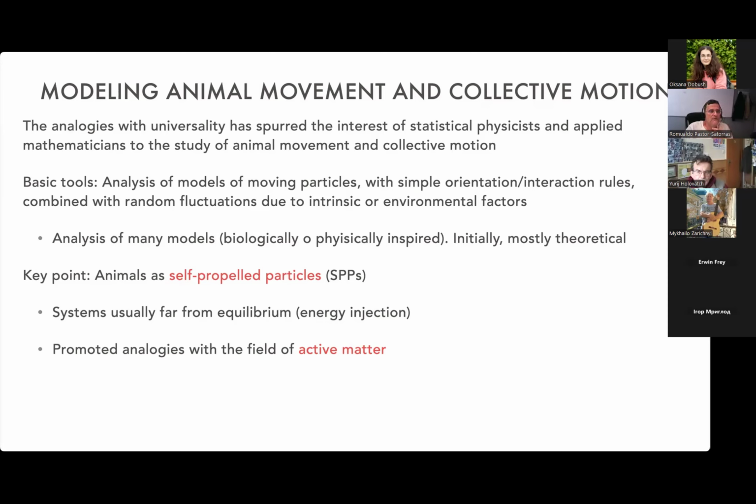So what people thought animals should do when they move. The key point of these models is that the animals are self-propelled particles, so they move. They have some internal energy that they spend in moving, and this places them, as we heard in the last lecture, very far from equilibrium. So we cannot use equilibrium models. We have to take into account that these things are far from equilibrium due to this energy injection. This has promoted analogies with the field of active matter.